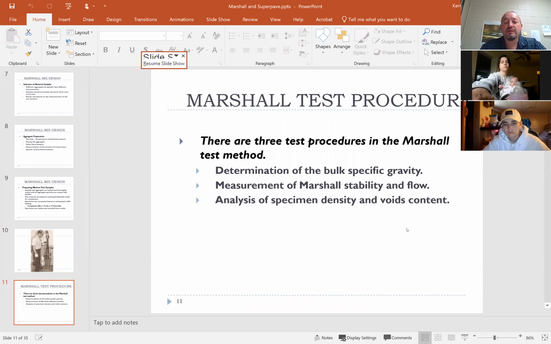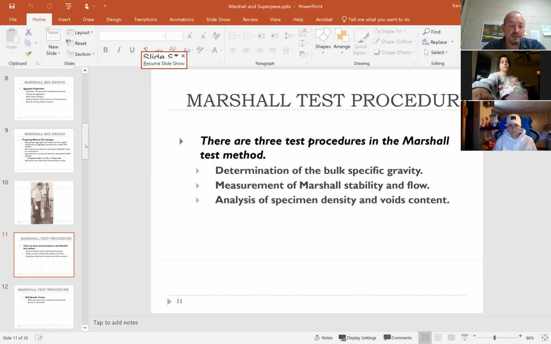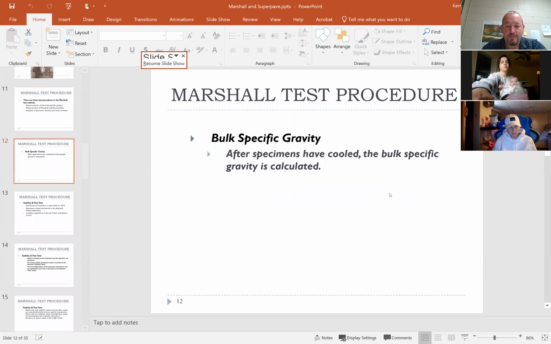All right, and then we're going to bring it out, and we're going to determine the bulk specific gravity. We're going to get a measurement of the Marshall stability and flow, and we're going to do analysis of the specimen density and void content, just like we went over in class. For the bulk specific gravity, one way we can do this again is by weighing in air and weighing in water. And so we'd be able to do the calculation.